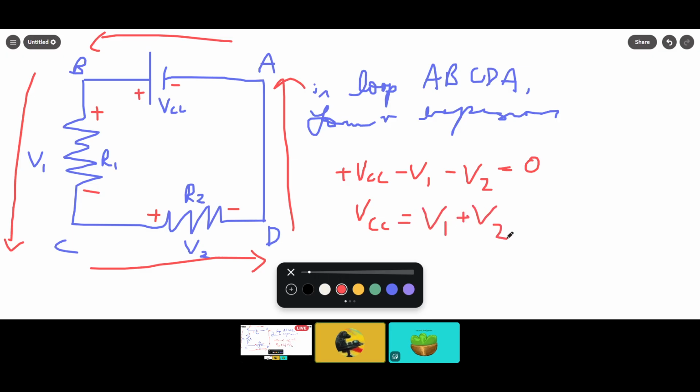So if we look at this circuit here, the battery is actually putting out voltage that's being used by both R1 and R2, V1 and V2. So it's sensible to say that V1, which is the voltage that R1 eats, added with the voltage that's eaten up by R2, is equal to VCC. So it does make sense, okay?